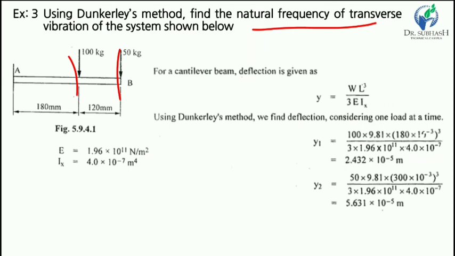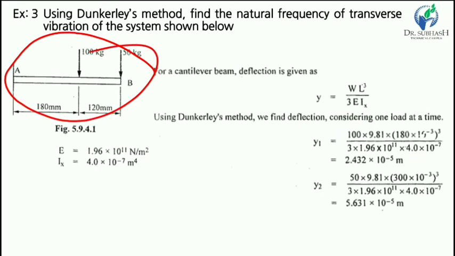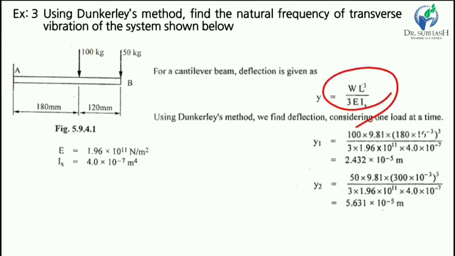Here two masses are given. Okay, so here one thing is changed: the beam is not simply supported but is a cantilever beam. So for that the deflection equation is changed, and here the deflection is defined by y. Okay, and you can also define it by delta. The deflection equation for a cantilever beam for a point load is WL cube by 3 EI.